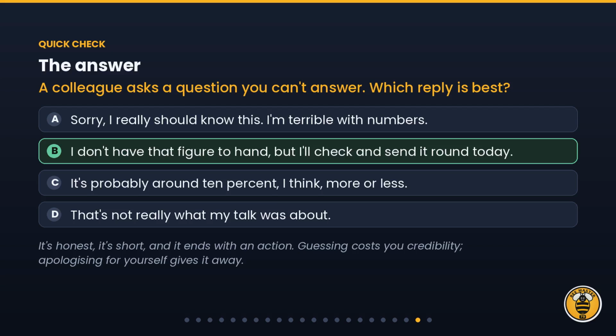The answer is B. I don't have that figure to hand, but I'll check and send it round today. It's honest, it's short, and it ends with an action. Guessing at a number costs you credibility, and apologizing for yourself gives it away.